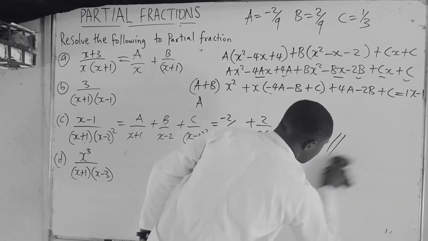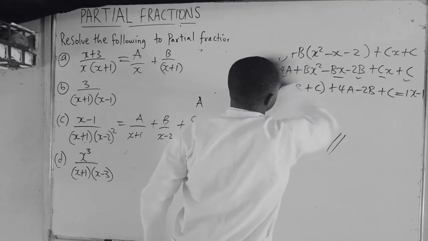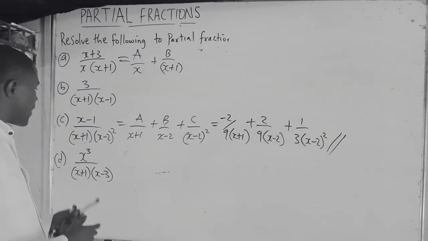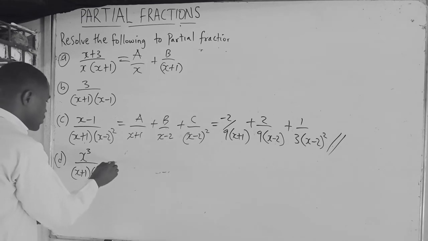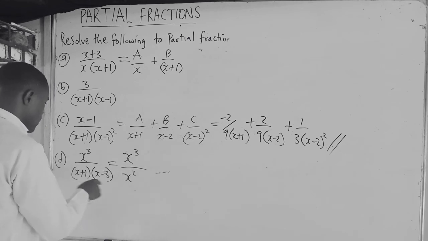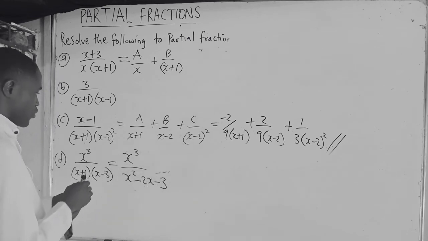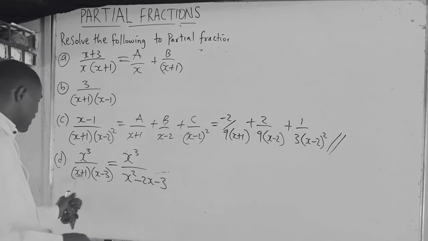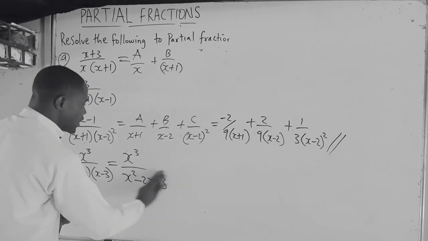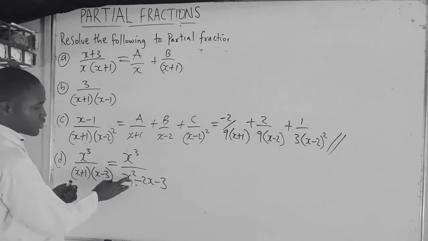In the last question of this, you will notice that it's an improper fraction. If you expand it, this is equivalent to x raised to power of 3 all over x squared minus 2x minus 3. Because x squared, x times is minus 3x plus x, that would be minus 2x. So, you notice that when you expand this, the highest power of the numerator is 3, while the highest power of the denominator is 2.